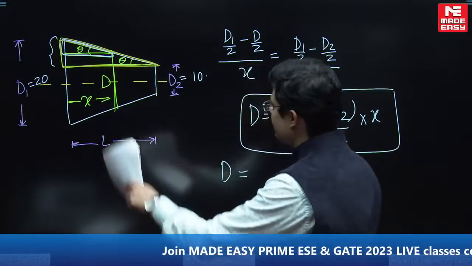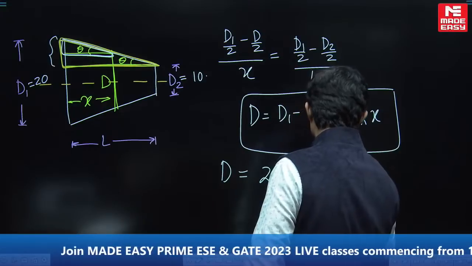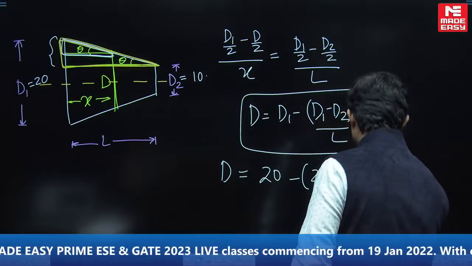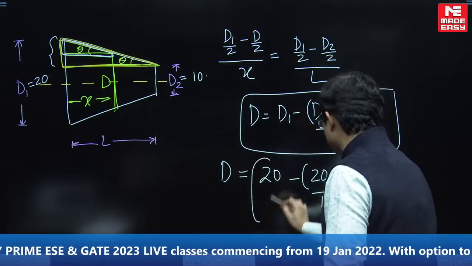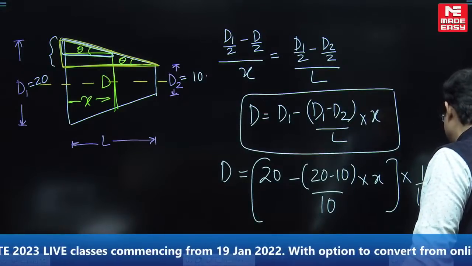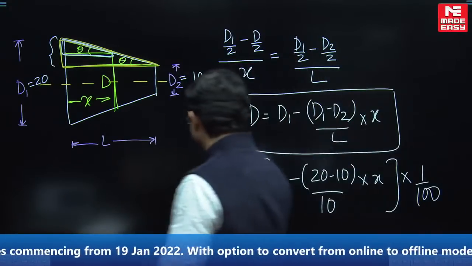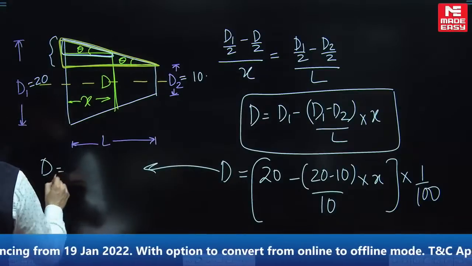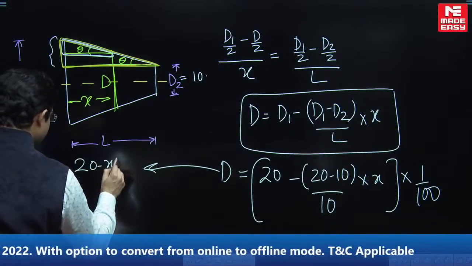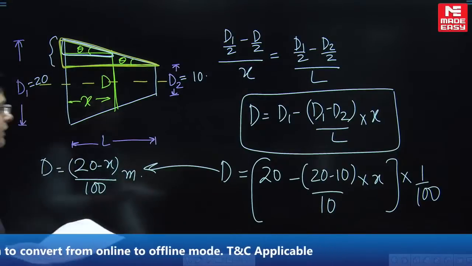So, D1 is how much? 20 minus 10 divided by length. Length is how much? 10 into x. But remember, you have put this in centimeter. To convert into meter, you should divide by 100. So from here, can you get the value of D? Yes. The value of D will come out to be 20 minus x divided by 100. This will be in meter, is the value of D.